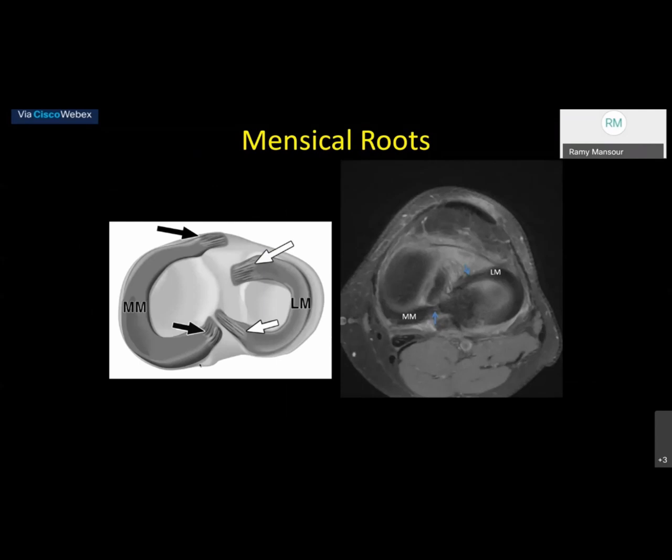On the sagittal and the axial plane, you can see all different roots. You can see here the posterior root, and you can see it's a different signal than the horn itself. Sometimes you can also come across the intermeniscal ligament, and you can see they're different. They have different attachments. The attachment of the root is central, but the intermeniscal ligament is seen anteriorly, and it connects the horns of the medial and lateral meniscus.